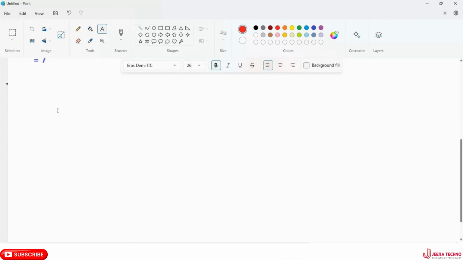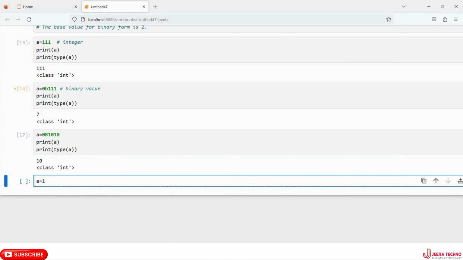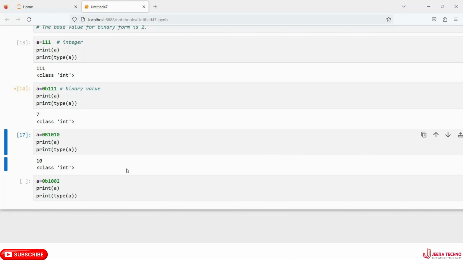Now, what is the value of this? Can you please tell me? a equal to 0b1002, print of a. Tell me, after calculation, what is the value you will get? Come on everybody, what is the value, guys? Just take 1 minute and let me know. 2. Okay, just type whether it is correct or not, in the chat box.